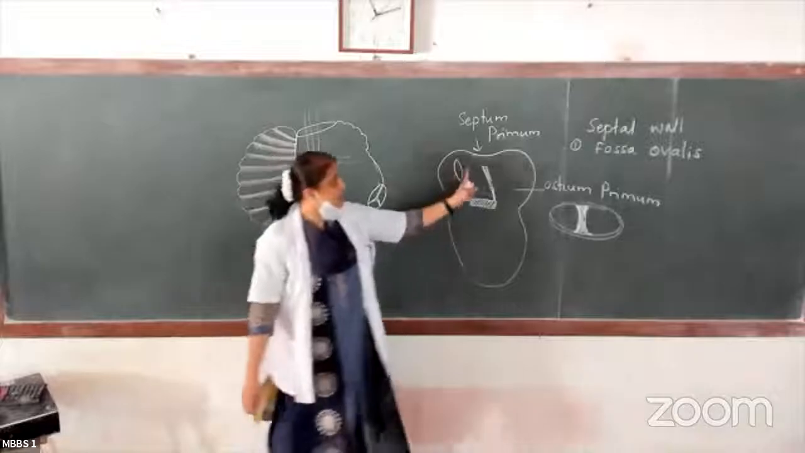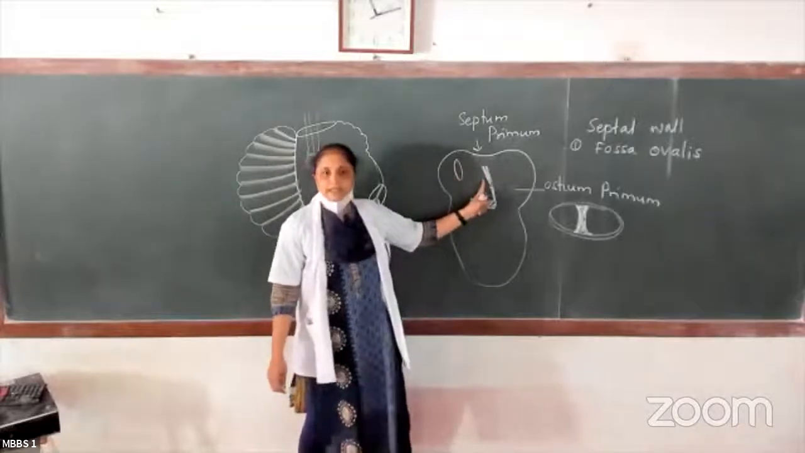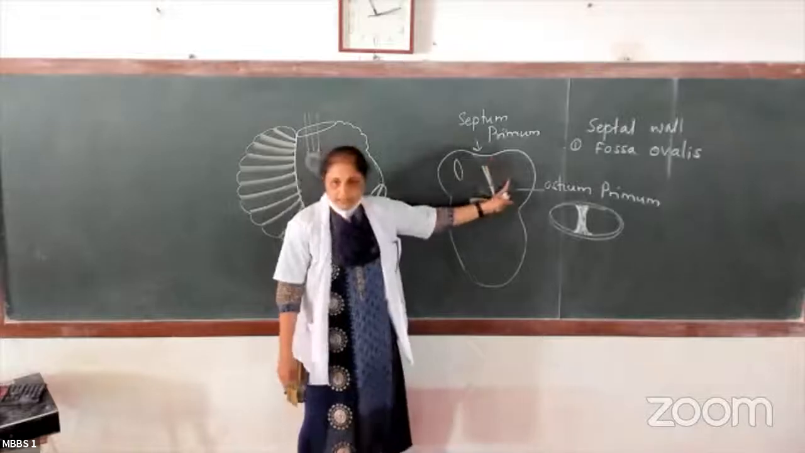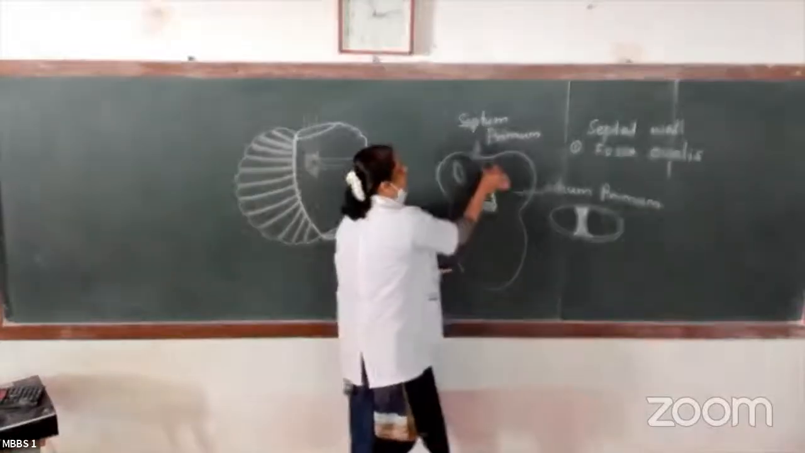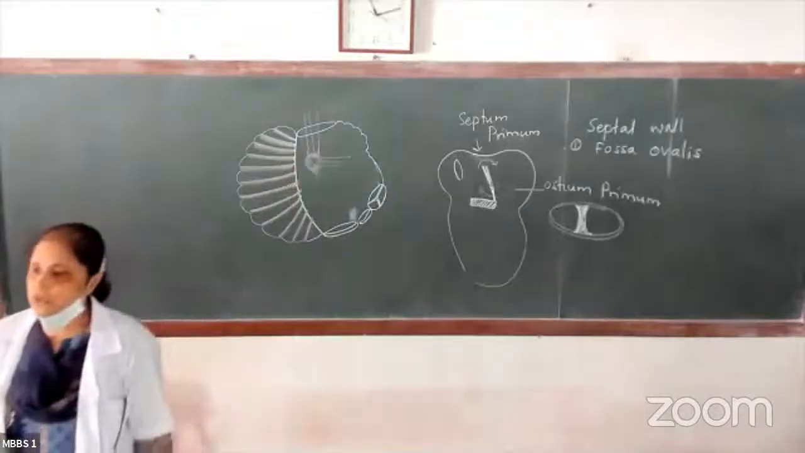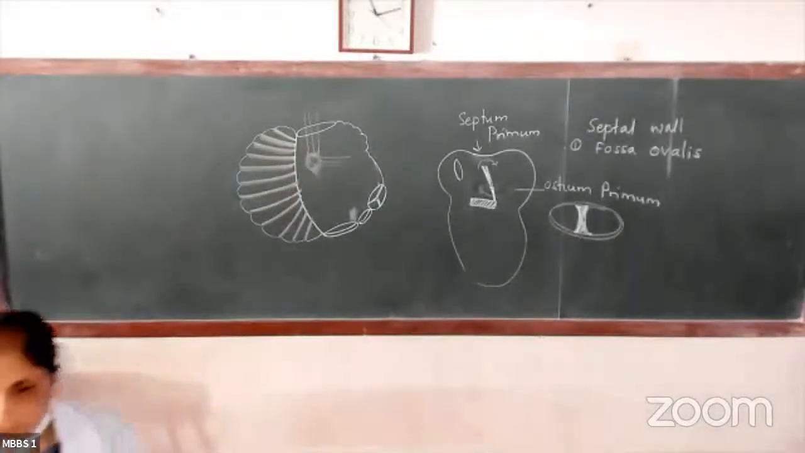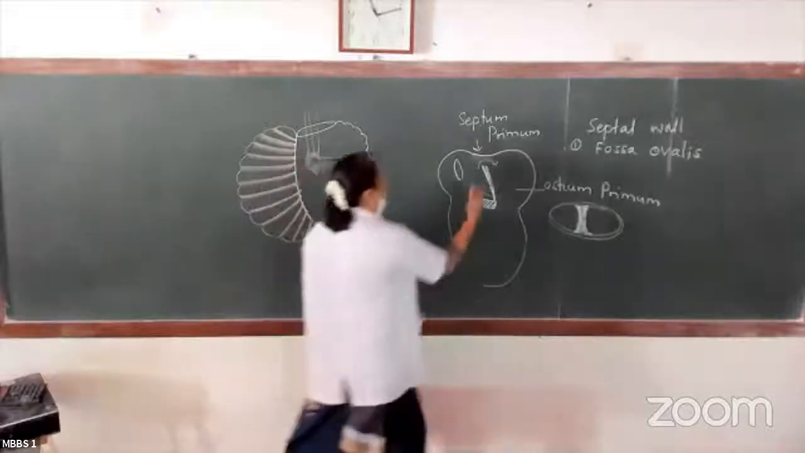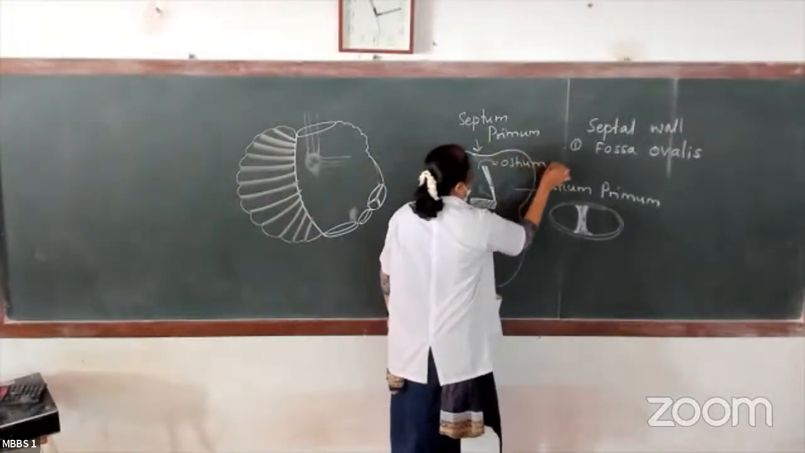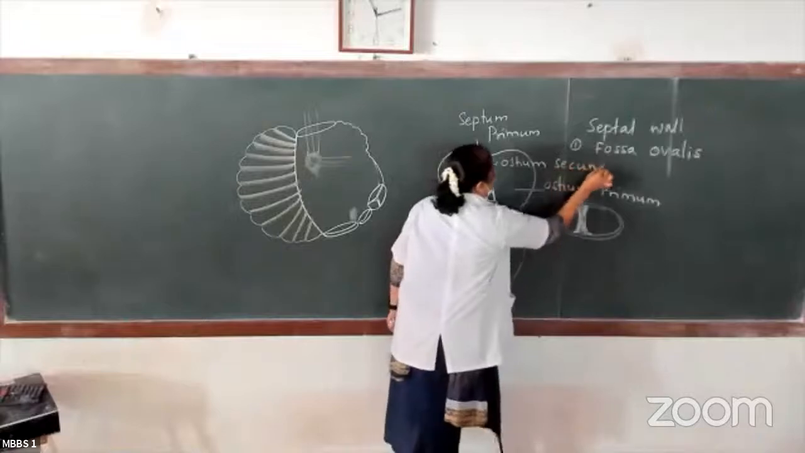That area, a part of the septum primum, gets degenerated. One foramen starts here, and the blood will pass from here to here. Now this is the second foramen, so it is called the ostium secundum.